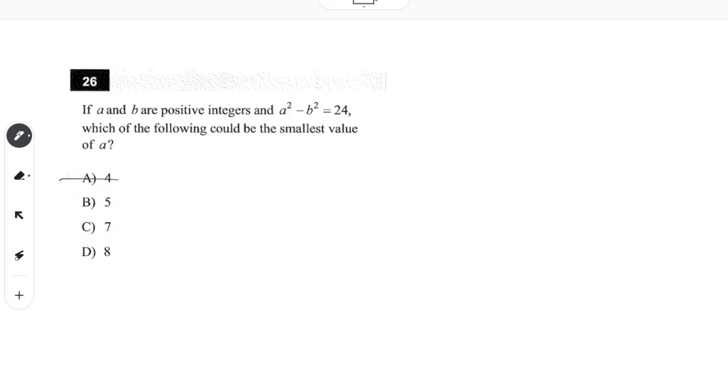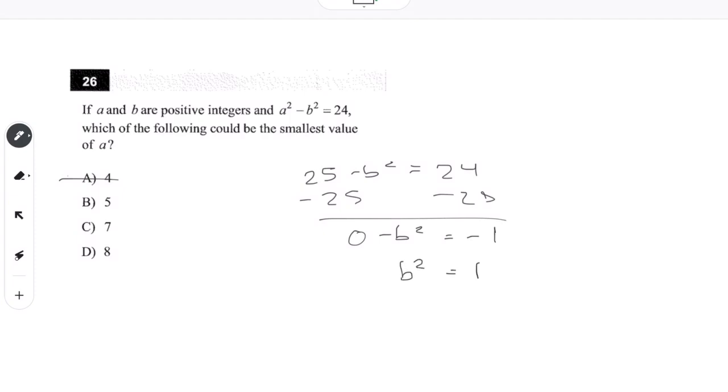Okay, and let's try the second one. 25 minus b squared is equal to 24. Subtract 25 from both sides. We get negative b squared is equal to negative 1. So b squared is equal to 1. So therefore, b is equal to 1.